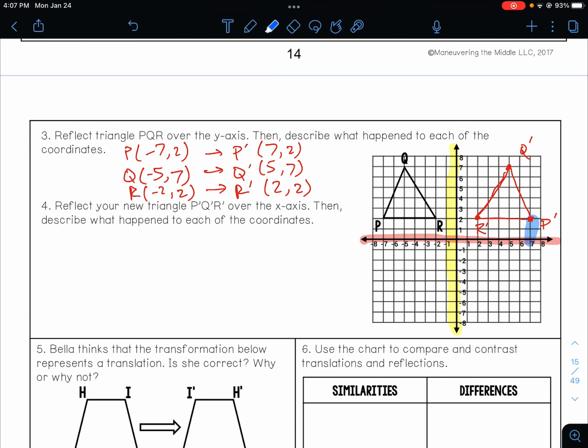I want to go 2 down. So that's P, they call it double prime. Q is up there, so 5 up 7. I'm going to go down 7. Q double prime. And then R is 2 to the right, 2 up, so I'm going to go down 2. R double prime.